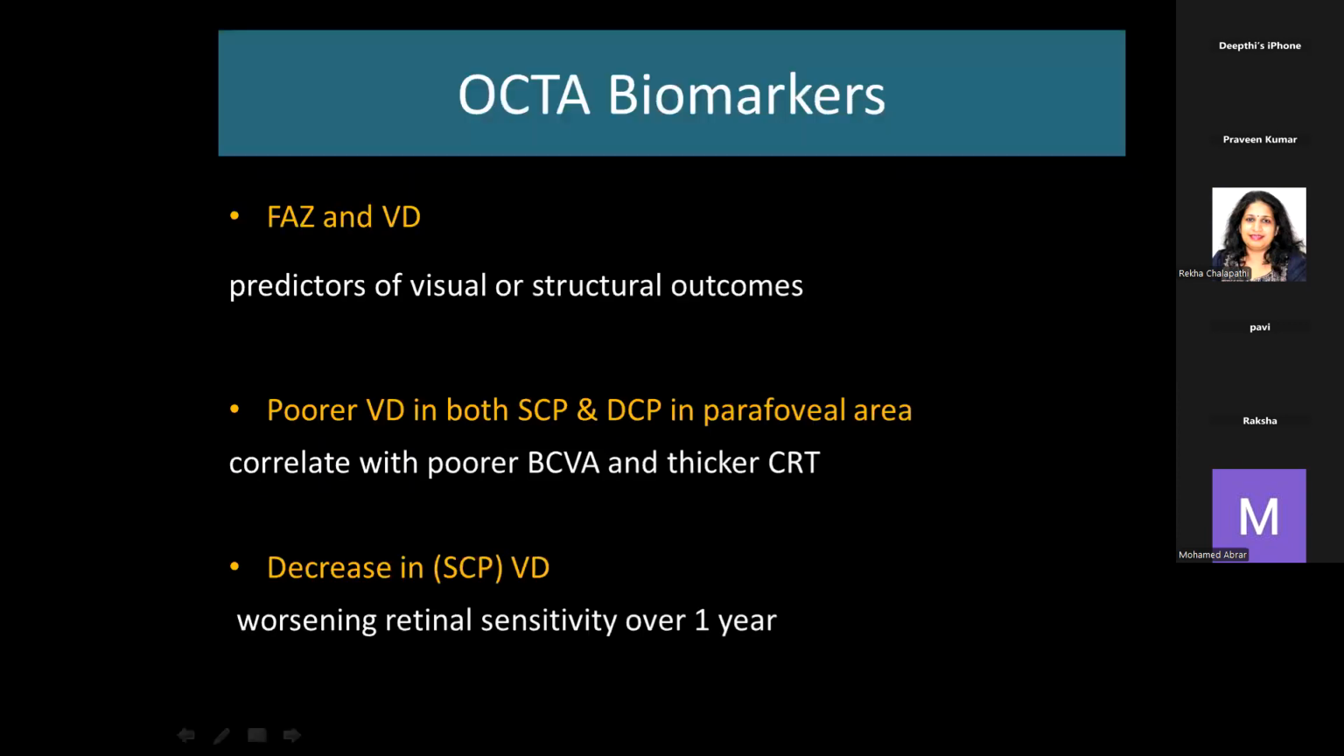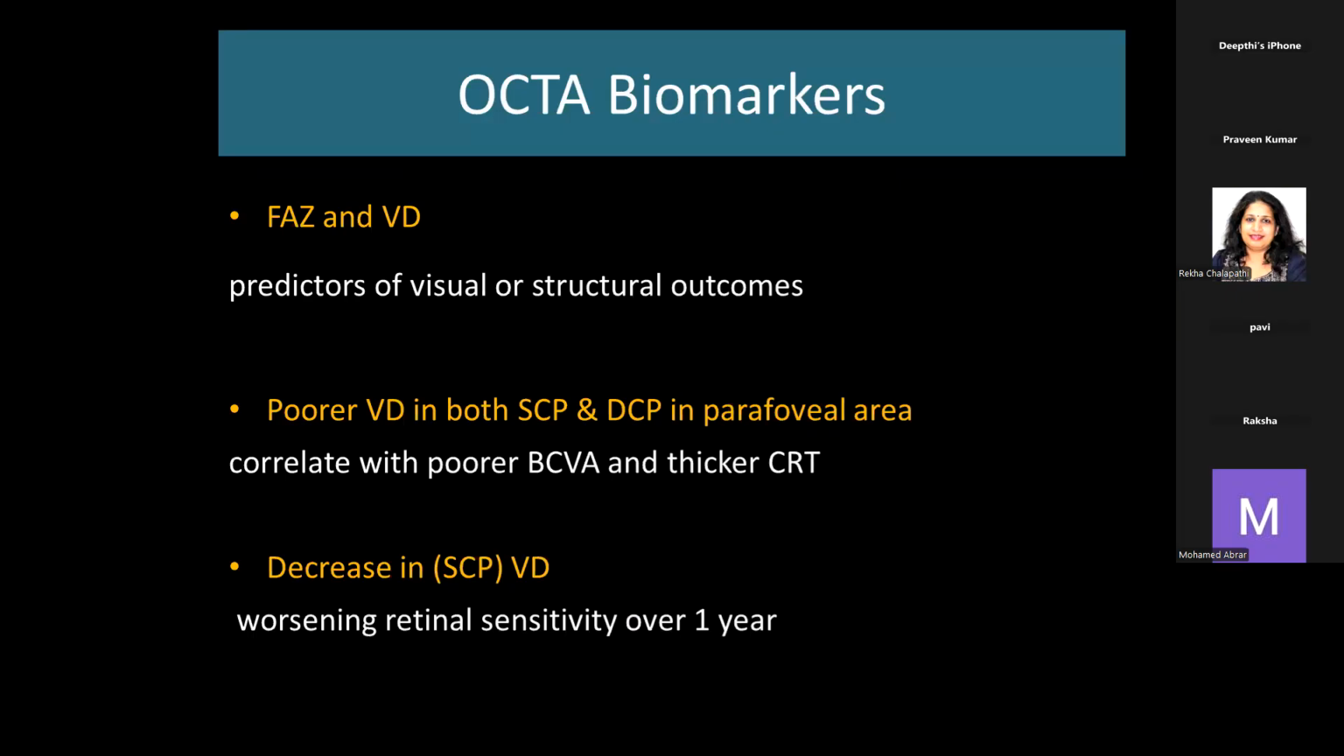So the OCTA biomarkers tend to correlate with the vision as well as with the retinal thickness. If you look at some of the superficial capillary plexus changes over a period of 1 year, they tend to correlate with the retinal sensitivity changes on a microperimetry. So most of the OCTA biomarkers can be combined and compared with the other multimodal images.